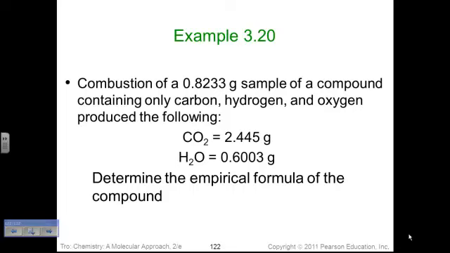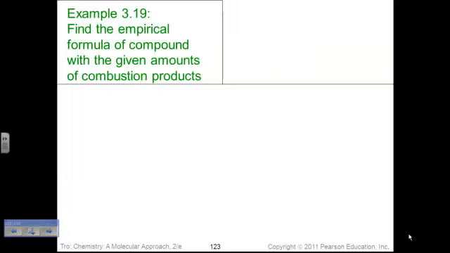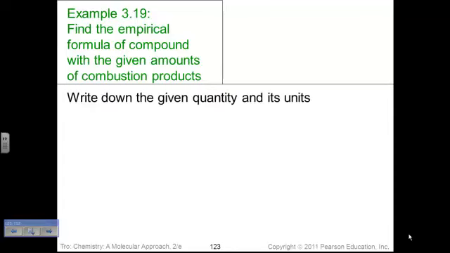Now, look at carbon dioxide. It's made of C's and O's. We can use a percent by mass of carbon dioxide to pull out carbon's weight. We'll do the same strategy for water, pulling out hydrogen's weight. And the difference between the mass of carbon and hydrogen and the original sample must be that of oxygen. That missing mass is the third element, oxygen.